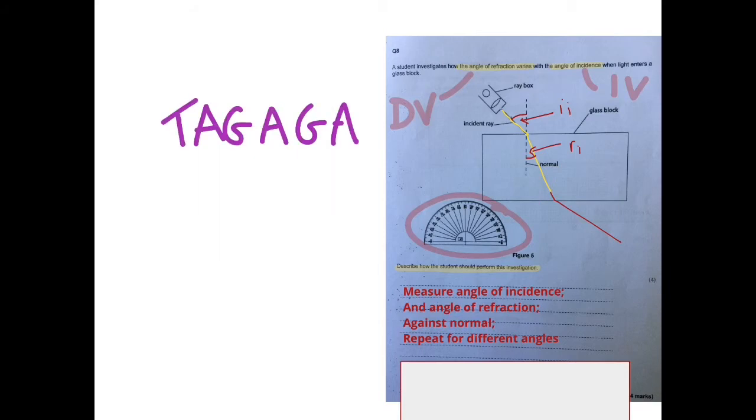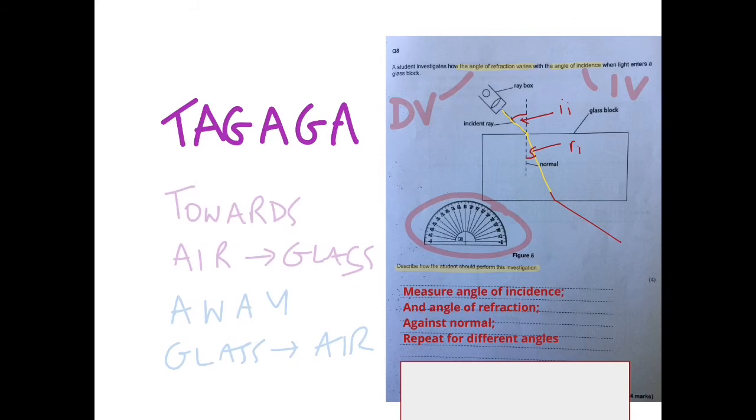Useful tip for refraction, remember the sort of babyish sound to gaga. And what that means is when light travels from air to glass, it bends towards the normal, tag. And when it travels from glass to air, it will bend away from the normal. So you can see here, light would normally travel this way, but with the glass in the way, it bends towards the normal. And here it would normally travel this way, but when it's going into air, it travels away from the normal.